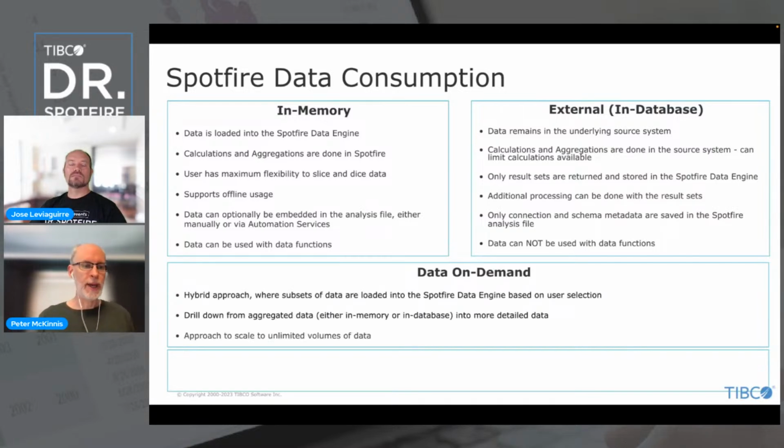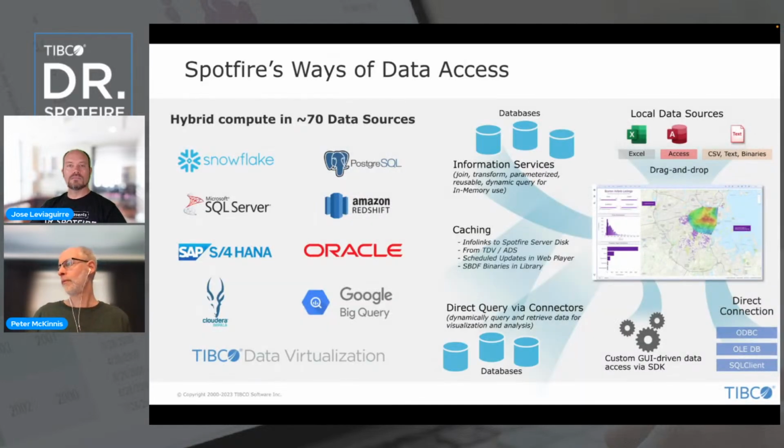And there's data on demand, which is again a hybrid approach where you're pulling subsets of data from the database to use. This is another good option. If you have too much data, you can start off with some sort of aggregation and then drill down as needed. So that's consuming data.